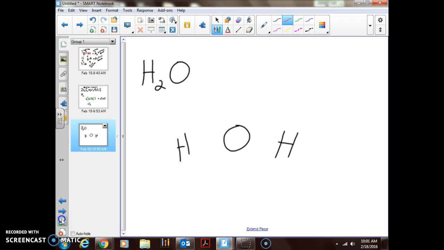How many valence electrons are in oxygen? 6. How many in hydrogen? 1. Hydrogen, again, only needs 2 electrons to be stable. So it is going to share with oxygen to get its 2. So each of these hydrogens, by sharing 1 on each side of the oxygen, is happy now. It's got its 2 electrons. That gives oxygen now 2, 4, 6, 8 electrons. So oxygen's happy. It's stable.